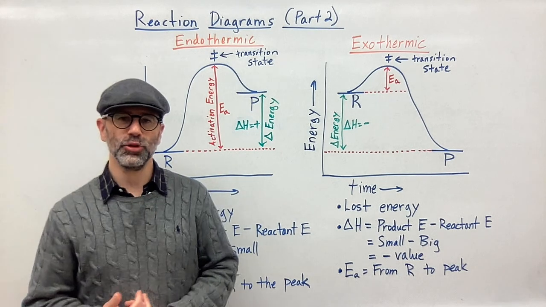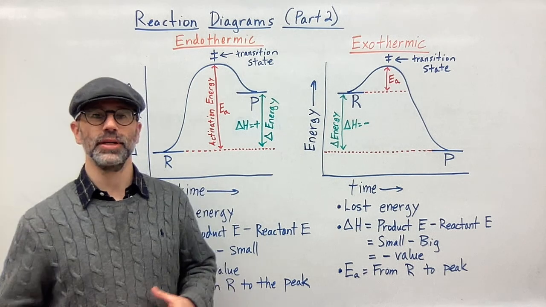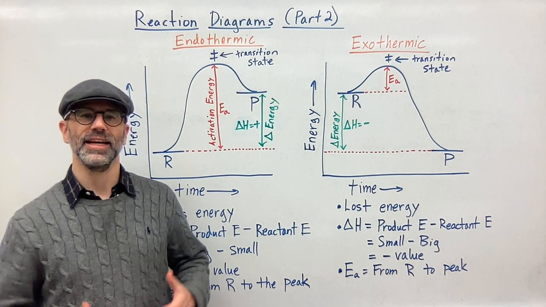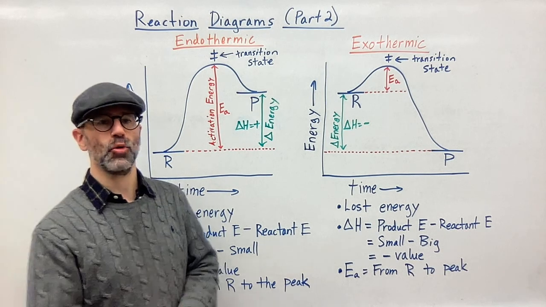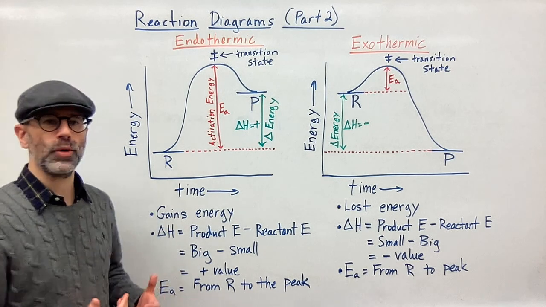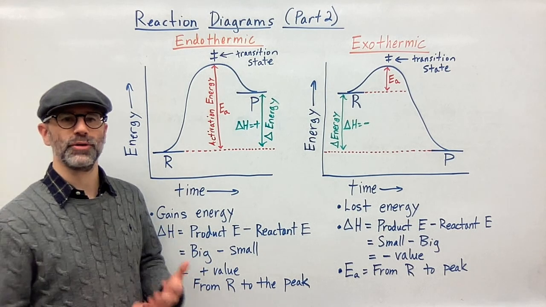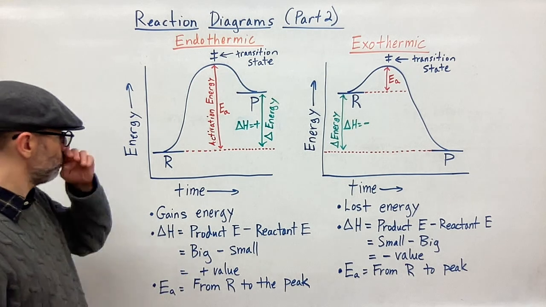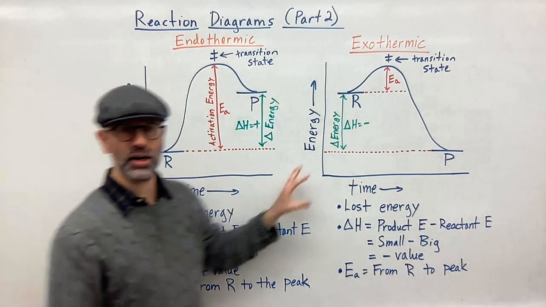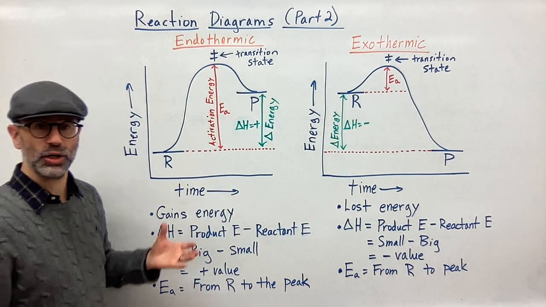We have endothermic and exothermic reactions that we need to be able to identify or understand in a reaction diagram. So what is a reaction diagram? A reaction diagram is a way of showing the energy changes during a reaction. So here is an example. Here I have endothermic and here I have exothermic. Let's start with the endothermic.